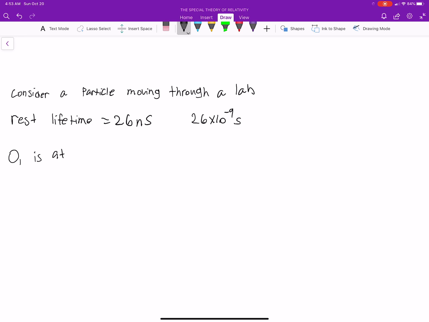Observer O1 is at rest relative to the lab. So we have an observer in the lab, and he's not moving, he's staying in the lab. From his point of view, the lab's at rest, he's at rest. And he's going to be observing this. He measures the particle to move at u equals 0.913 c, so about 91% the speed of light.